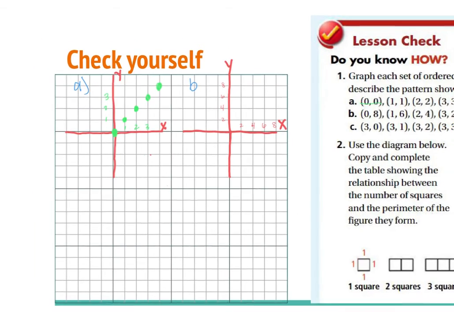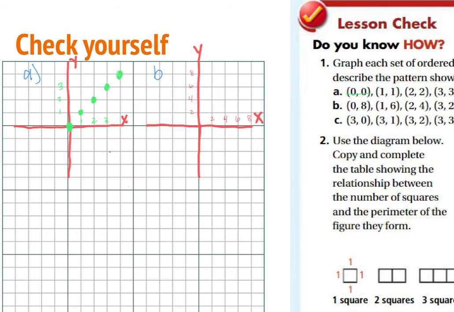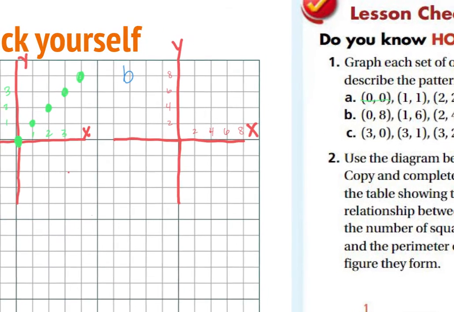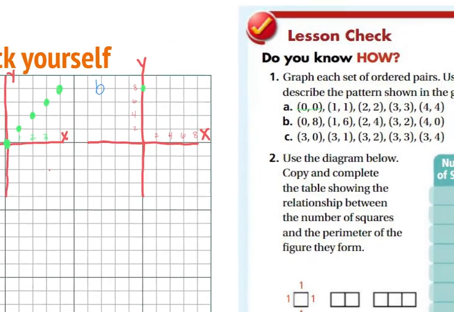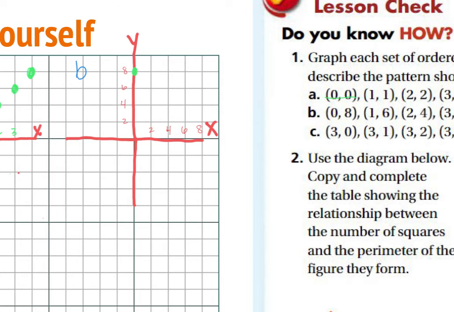Okay? So at 0, 8, in the x direction we're moving 0. So we're not going to move at all. We're just going to move up to 8, right here on the y-axis. Okay, and then we've got 1, 6. So we're going to move to the right 1 and then up 6. So it's going to lie right here in between 0 and 2 in the x direction and all the way up to 6. Then we've got 2, 4.